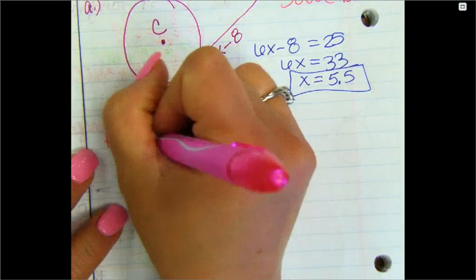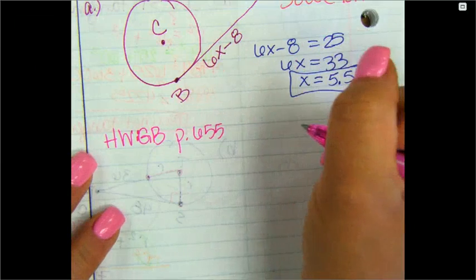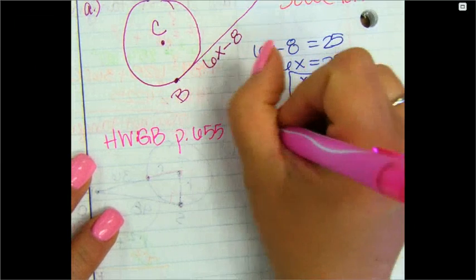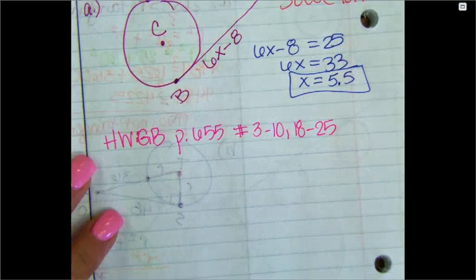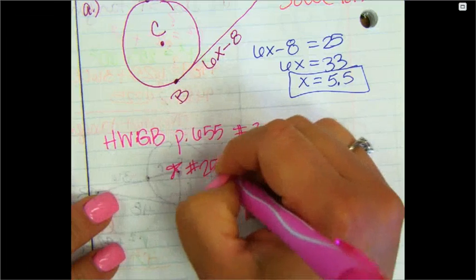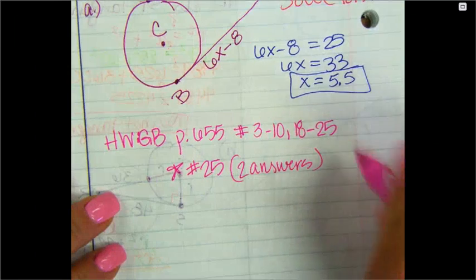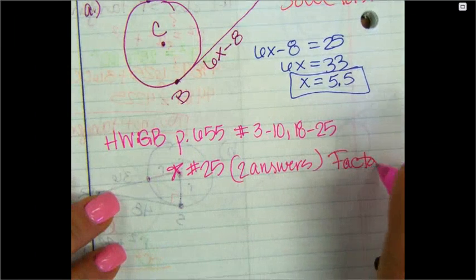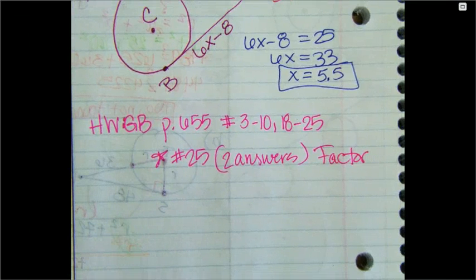is in the book. It's page 655. You're going to do a lot of book work for most of this unit. It's numbers 3 through 10 and 18 through 25. I'm letting you know that number 25 has 2 answers. The only reason it's probably going to have 2 answers is because that F word, factor, might be useful. You understand?